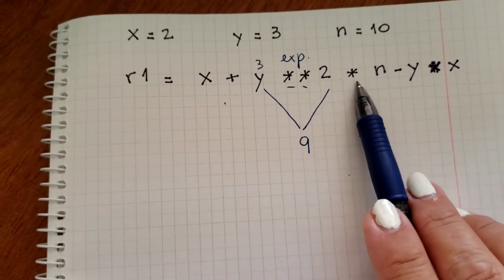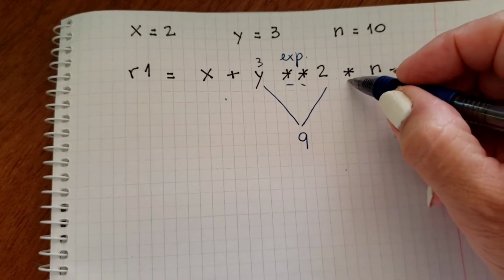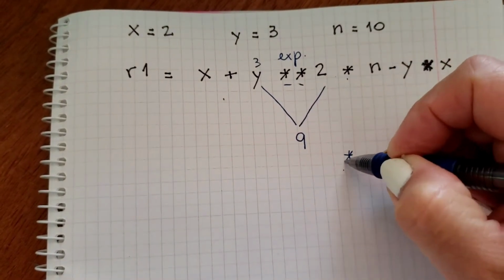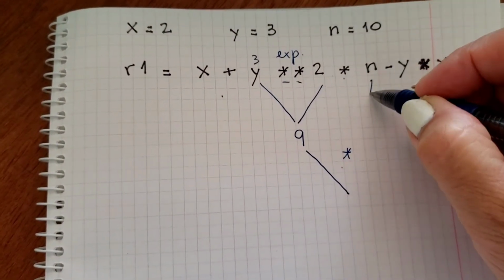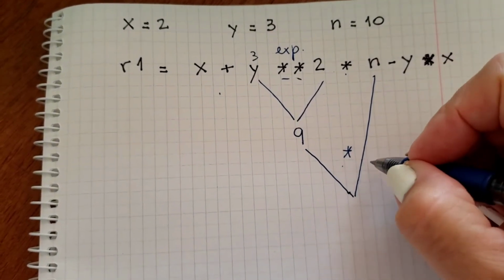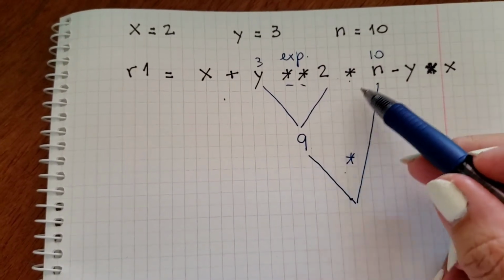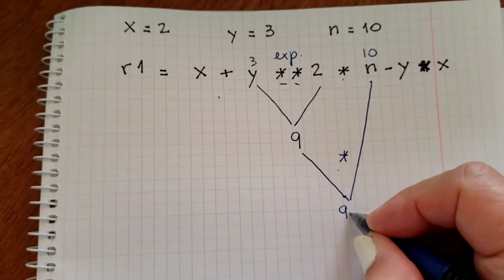So we do have 2 multiplication symbols. So the next thing that is going to happen is the times. So the times for 9 times n will happen. Okay, so that's the second calculation. n has the value 10. So we do 9 times 10 is 90.